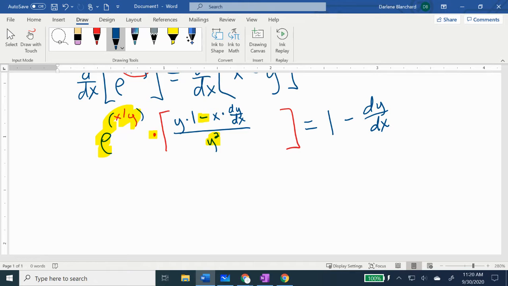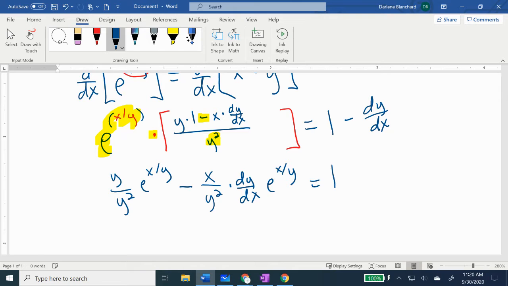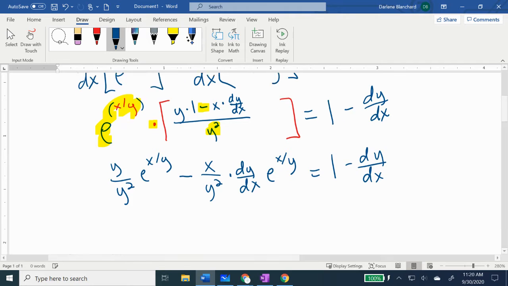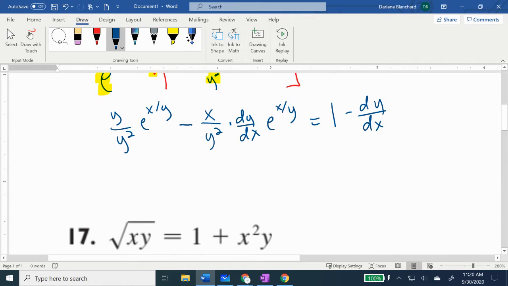Before the subtraction, I have a y over y squared times e to the x over y. And I'll simplify that in a moment. Minus, and now I have an x over y squared times dy/dx. That also needs to be multiplied by e to the x over y. And now it's just a couple steps away.